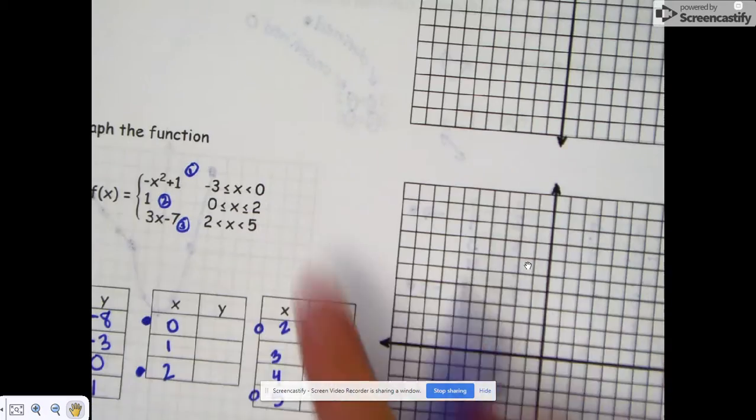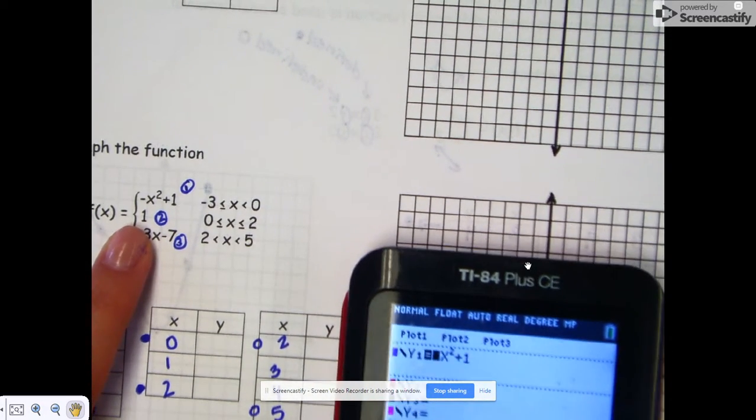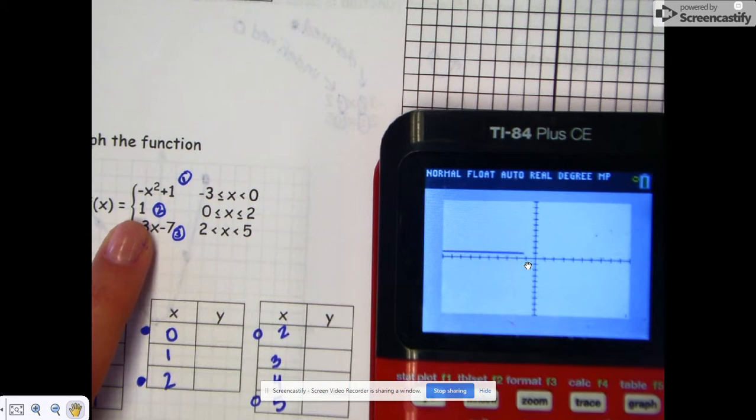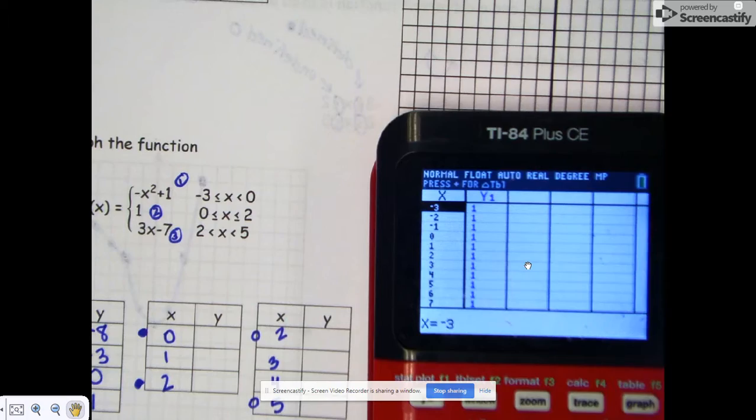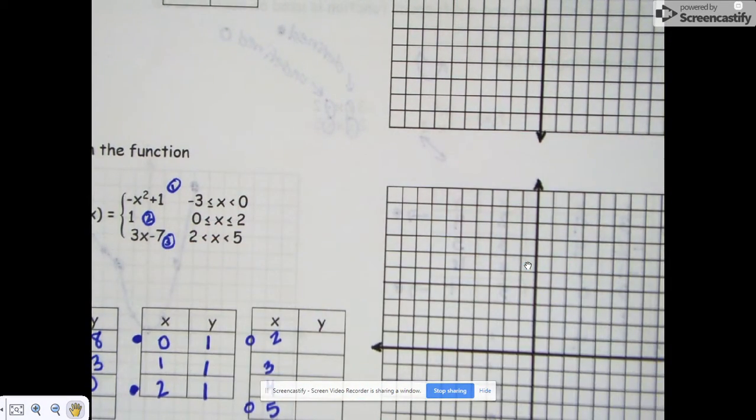All right, now this one's kind of different. This is just saying y is equal to 1. So the only thing I want here is y is equal to 1. And if you remember, that's going to give us a horizontal line, because the y values are always equal to 1. If you look at the table too, all my y values are 1. So that makes it easy for me. It's just going to be 1.